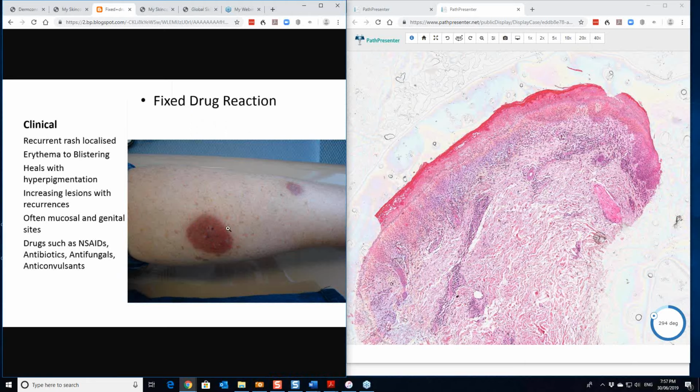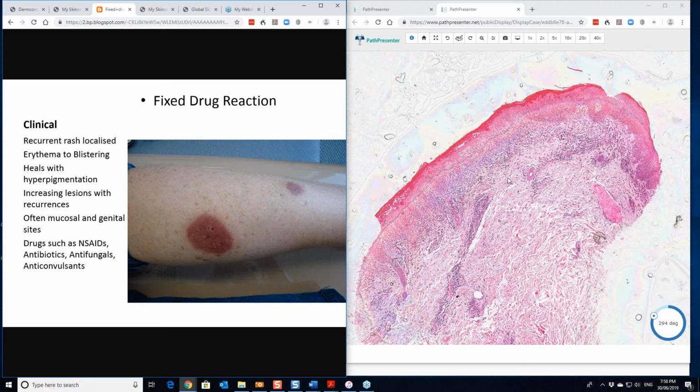The classics are the non-steroidal anti-inflammatories, but each time they get exposed to it, bang, the area flares up, same area as before. And then the erythema goes out and it leaves a sort of grey-black type pigmentation in the area afterwards, and that's the melanin in melanophages.